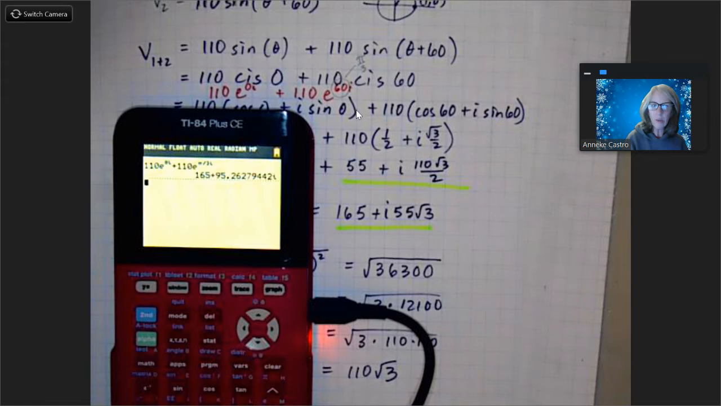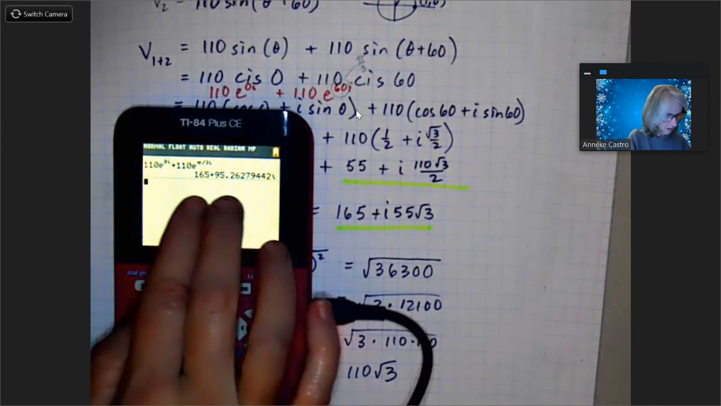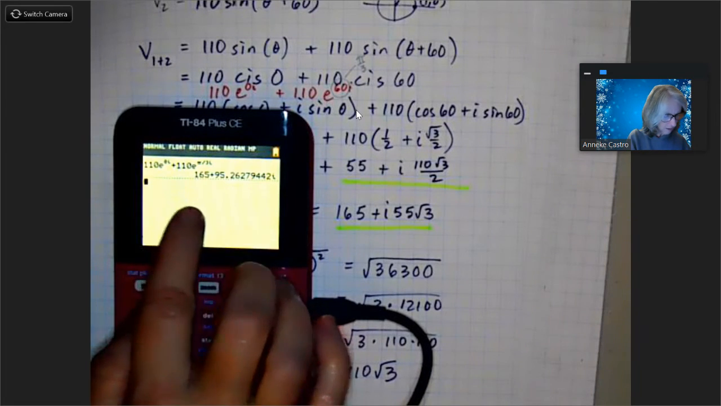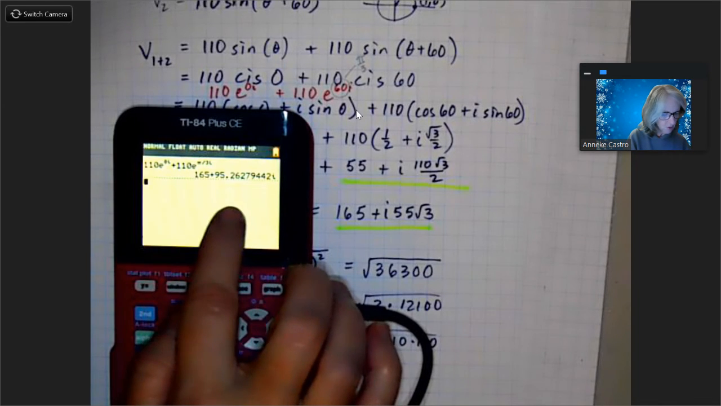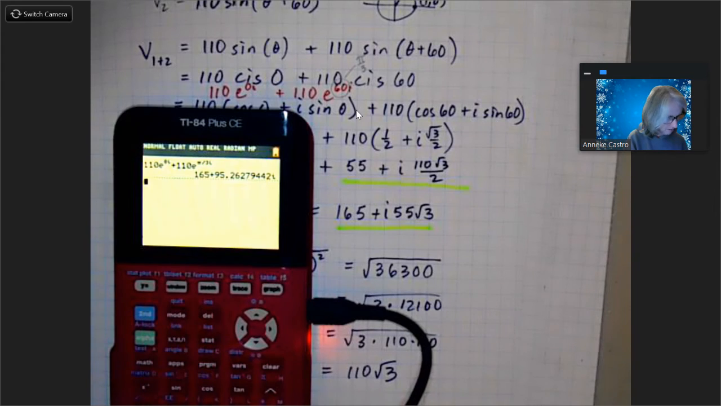But in order to see the voltage, I need to change it back to polar form because I need the magnitude. Or I could take the 165, square it, and then take the 95.2627, etc., square that, add them together, and take the square root. But since we're using the graphing calculator, let's just do it.